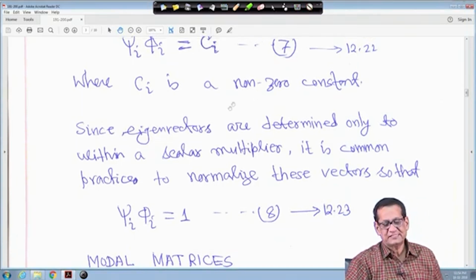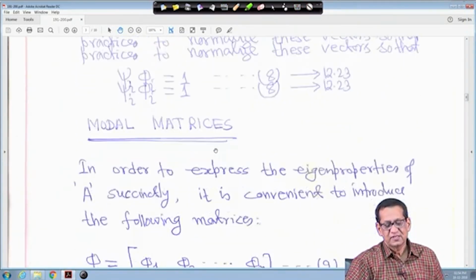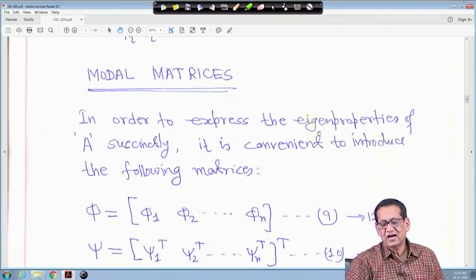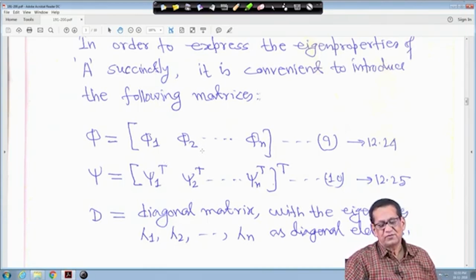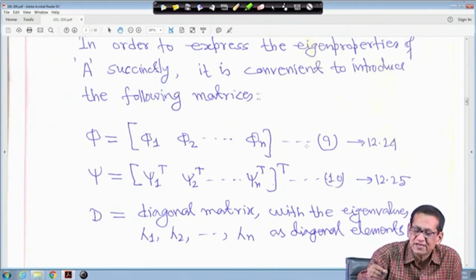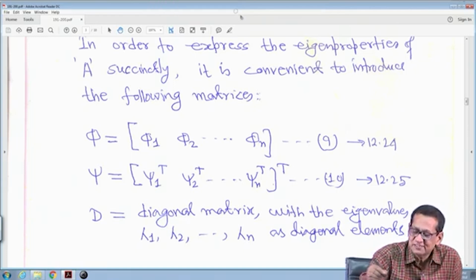Now, modal matrices. In order to express the eigen properties of A succinctly, it is convenient to introduce the following matrices. For example, Φ is equal to [φ1, φ2, ..., φn], this is equation 9. This is actually not a vector, it is a matrix. Later you will see this.